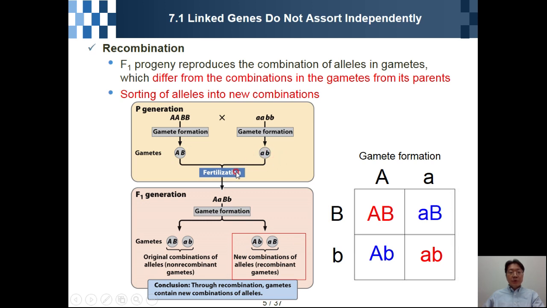Recombination means that the alleles are sorted into new combinations. So large A, small b, and small a, large b means sorting of alleles into new combinations. This is the recombination. The conclusion was that through recombination, gametes contain new combinations of alleles.